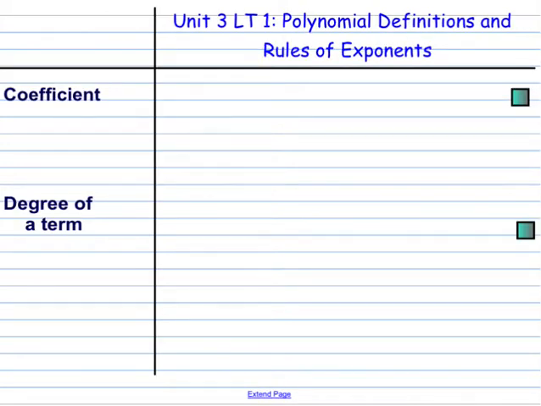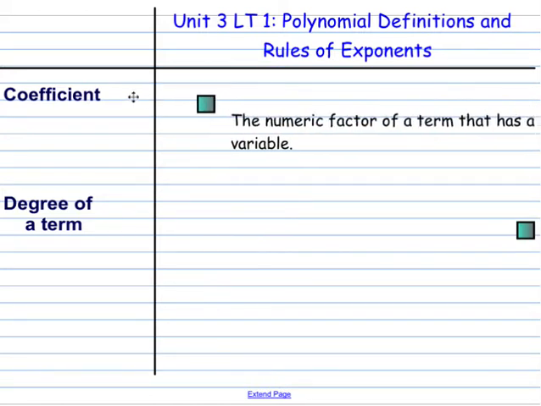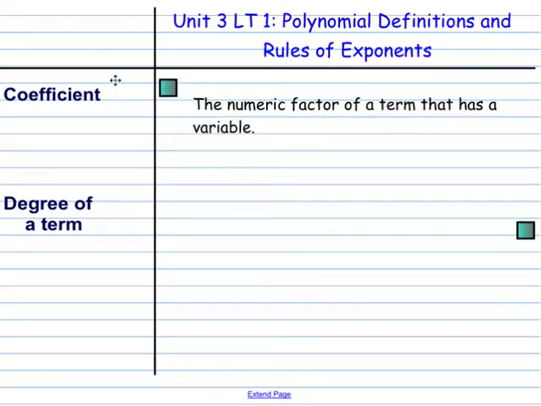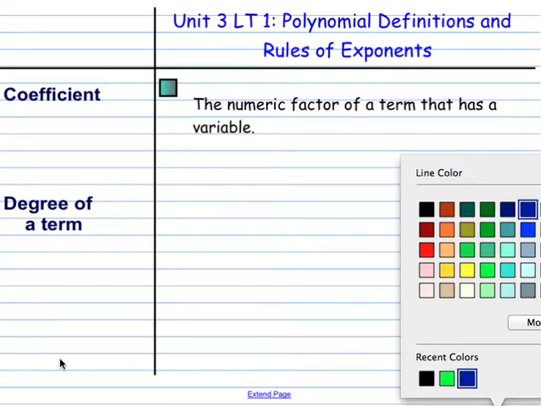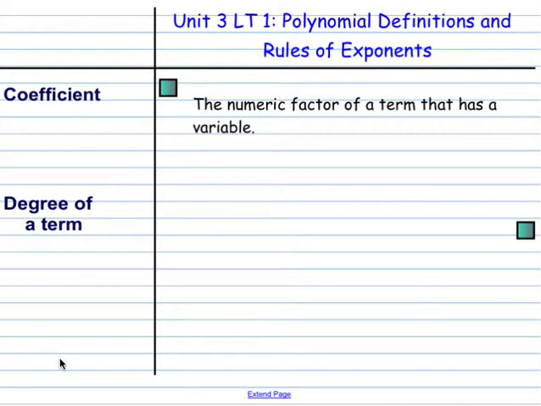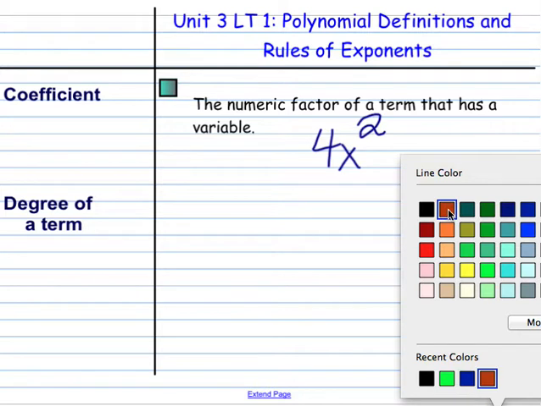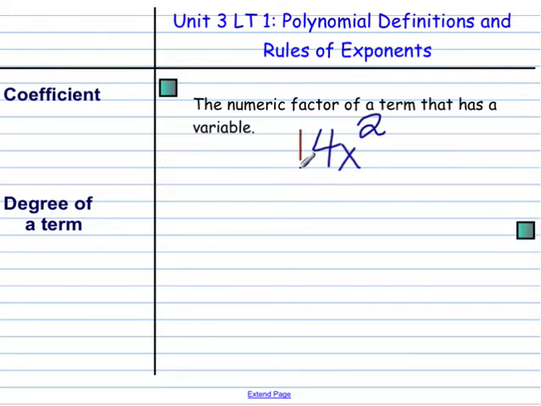Okay, next, let's take a look at a coefficient. What is a coefficient? A coefficient is the numeric factor of a term that has a variable. What's really important there is to notice that it has a variable. So it needs to have a variable in order for it to be considered a coefficient. So let's take a look at what we wrote earlier. Remember on that previous slide I wrote 4x squared. So what would the coefficient be? Well, it's the numeric factor of a term that has a variable. So it's going to be this numeric factor right here. The coefficient for that term would be 4.